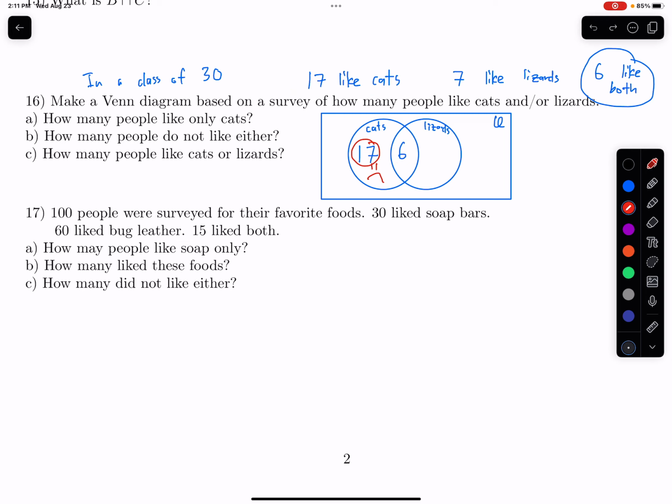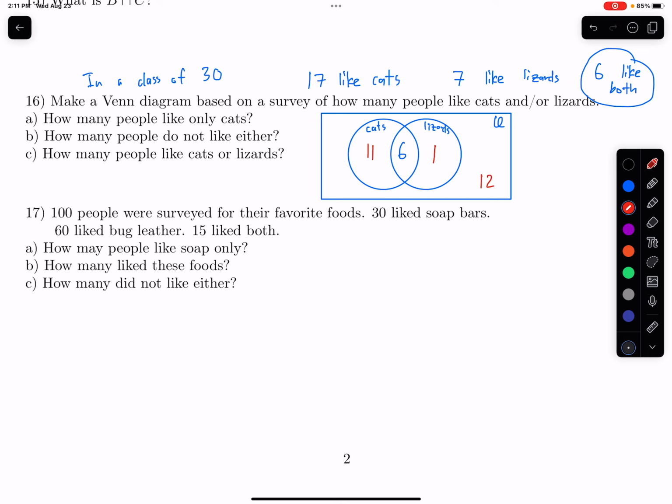So what should you actually do? Do what we did the first time. 11 people like cats in that category. Cats and only cats. Lizards, there's going to be just one person that likes lizards but does not like cats. Because 7 total, right? 6 plus 1 is 7. And then you total up these three numbers. 11 plus 6 is 17 plus 1 more is 18. So I've got 18 accounted for in the union here. But there were 30 people in the class. That means 12 people did not like either of them. Did not like cats, did not like lizards.